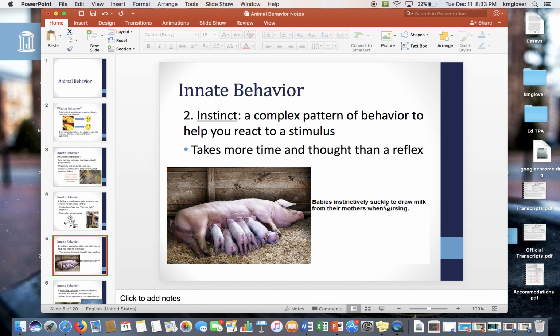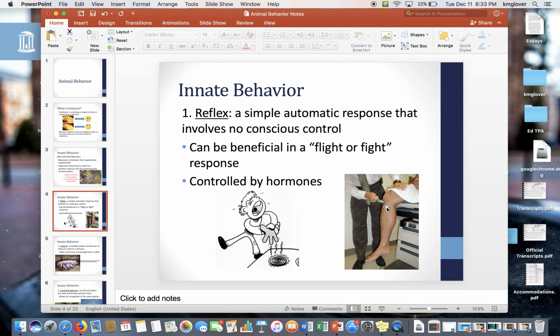Also, think about little baby sea turtles. Whenever they are born, they are going to head for the ocean, and that is instinctive of them to do that. But it does take a lot more thought than something like a reflex where you just do it involuntarily. Okay?